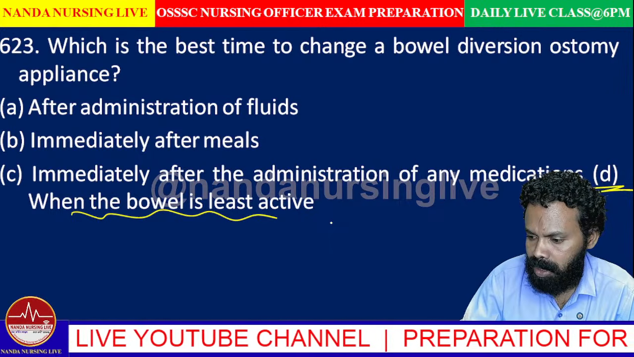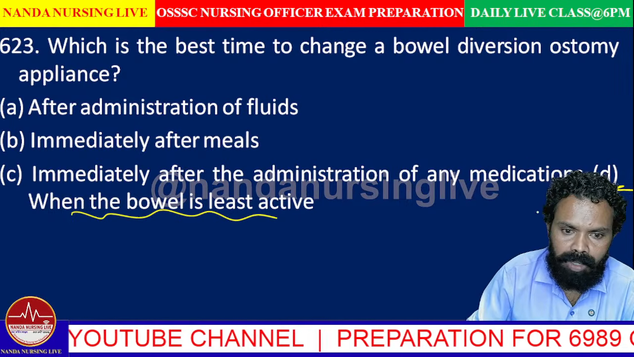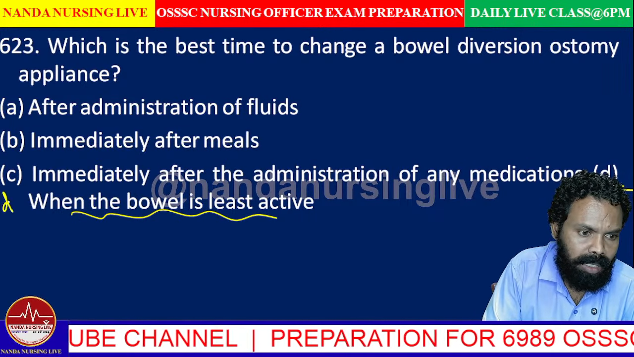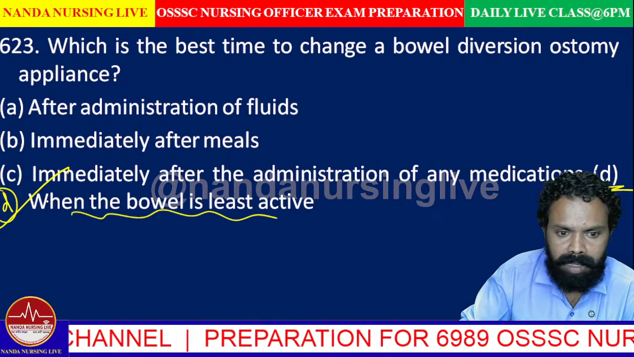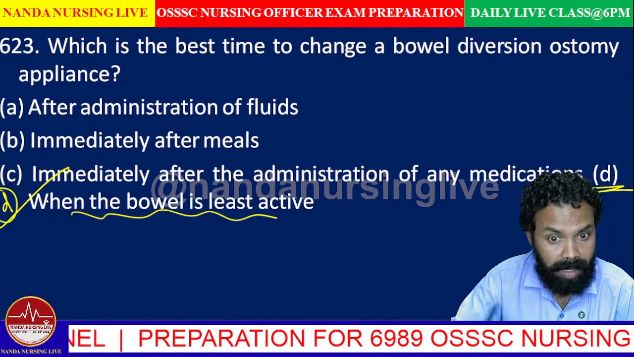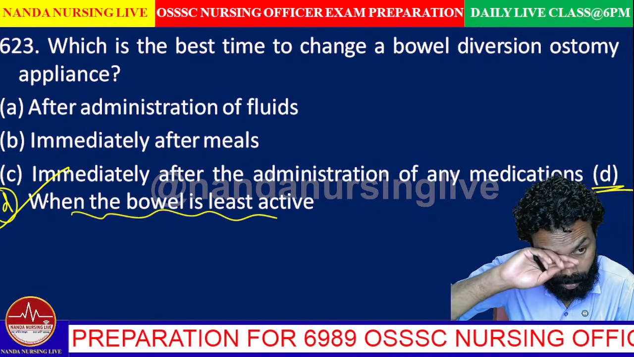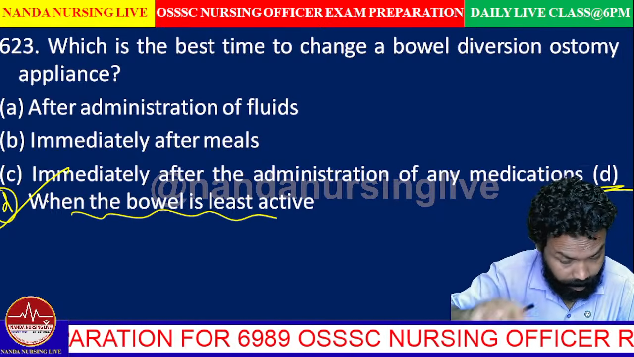So which option is the correct answer? The correct answer is, beta, option D. Option D is the correct answer: when the bowel is least active, right? This is the best time to change a bowel diversion ostomy appliance, right?